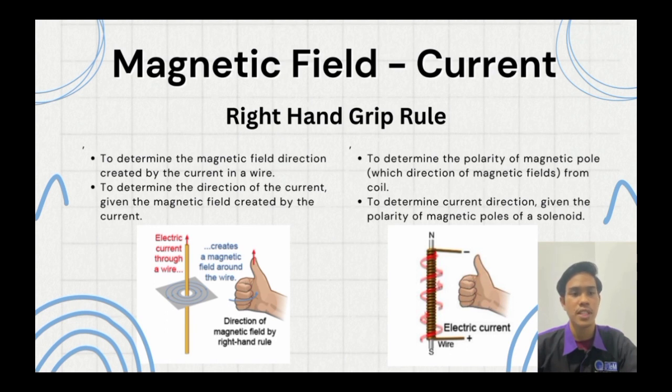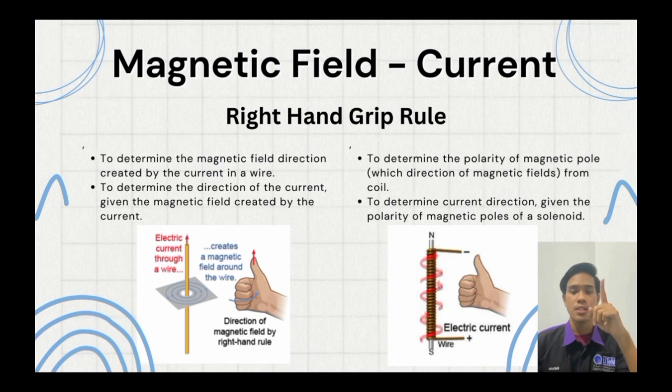So for the first case, we use it to determine the magnetic field direction created by the current in a wire, or to determine the direction of current given the magnetic field created by the current. The real purpose of case one is to find the direction of the magnetic field and the current. So how do we use the right hand grip rule in case one?